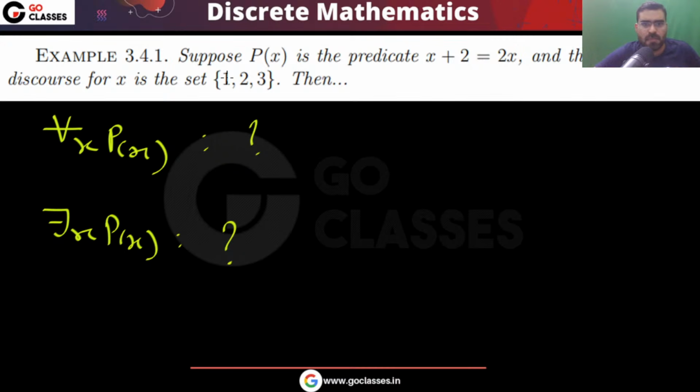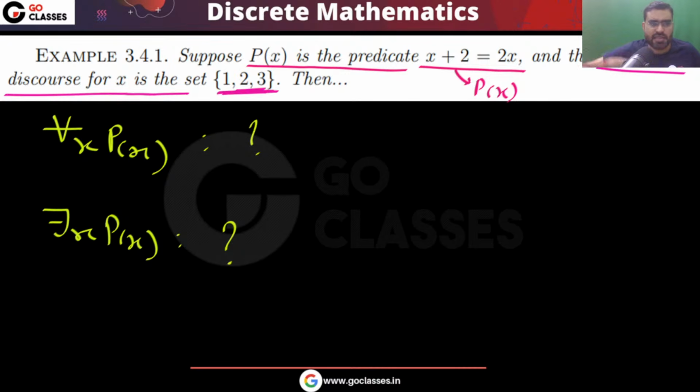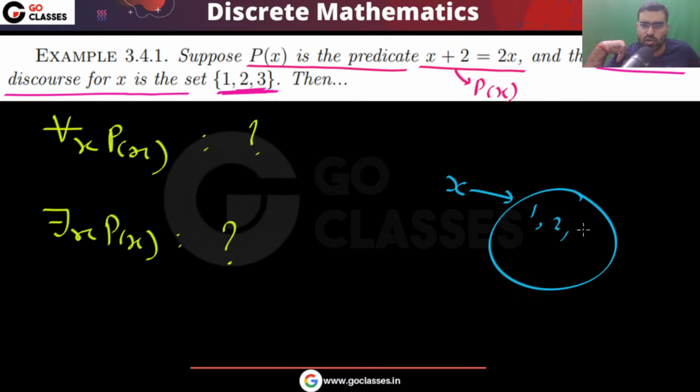So you can see, suppose P(x) is the predicate. Suppose this is your P(x). The universe of x is {1, 2, 3}. This is the universe. x can take only these values. x can take either this value or this value or this value. This is the domain of x.